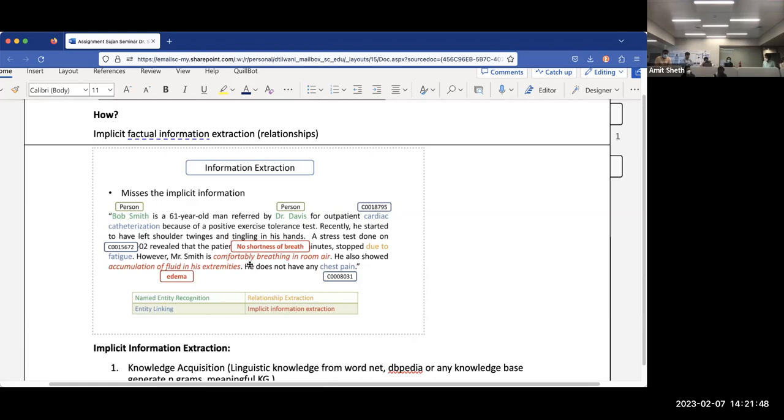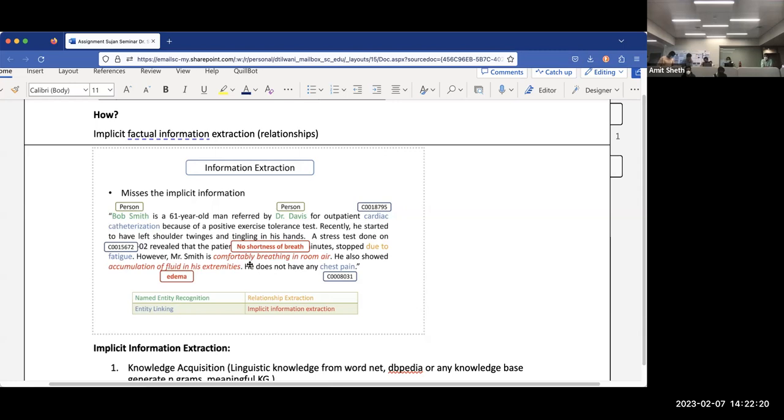So in the clinical domain, what they did is they took the narratives from the doctors, whatever their notes were. If you go and visit a doctor, they will write some notes for you that you are suffering from this. Or if there is no direct entity, like shortness of breath, they will not say that explicitly, but it will implicitly extract that information using the knowledge base. So that was the idea here.